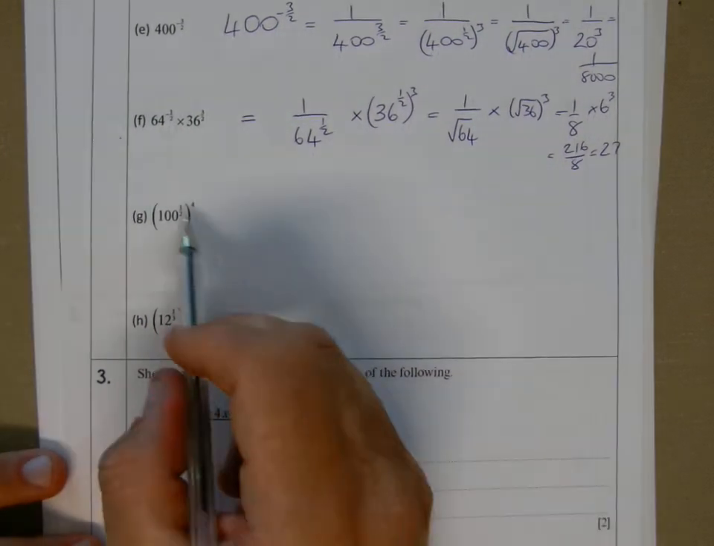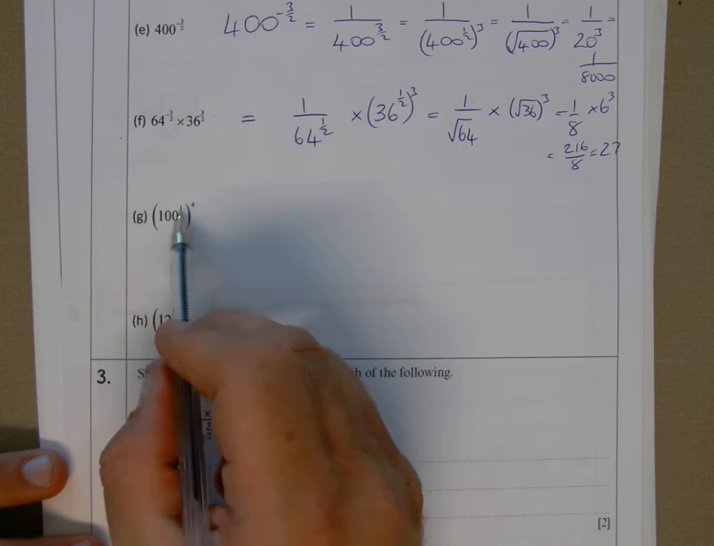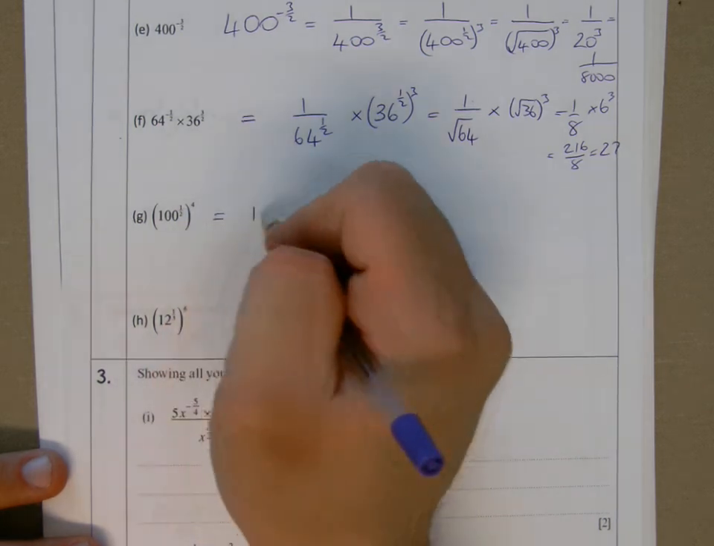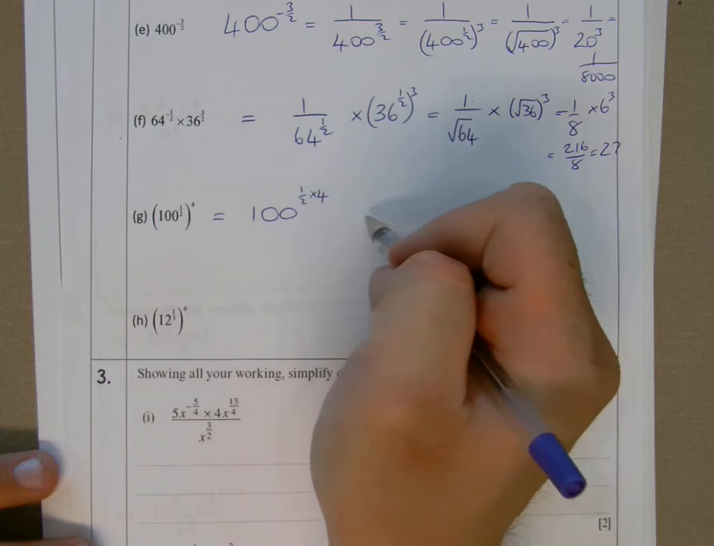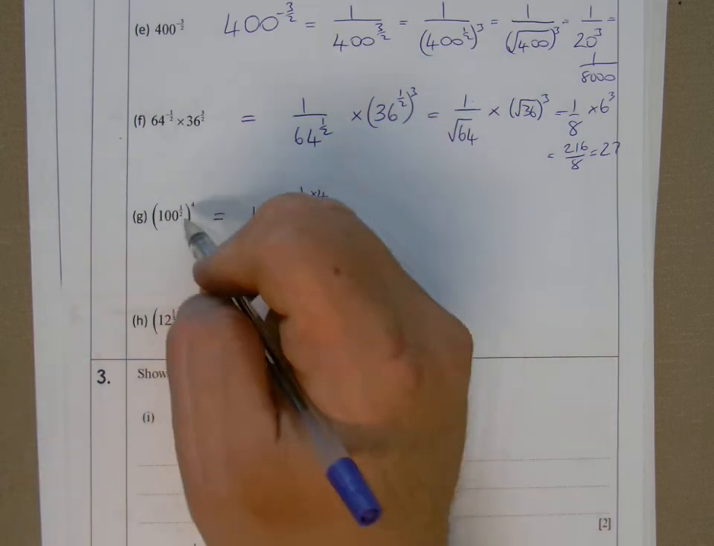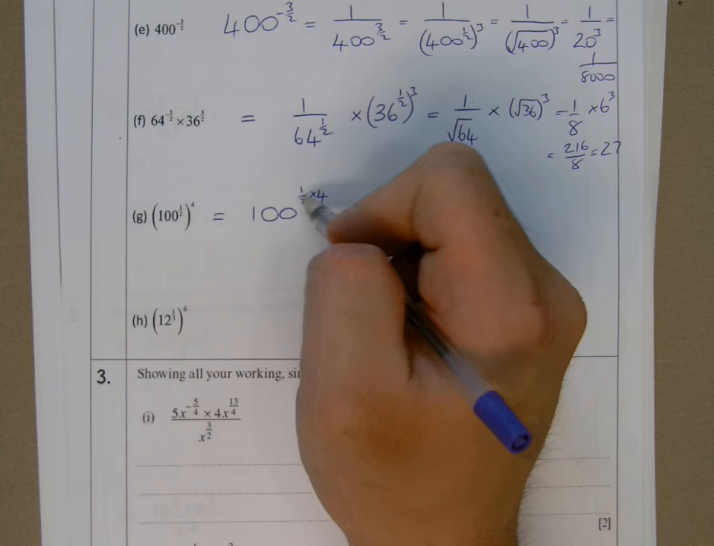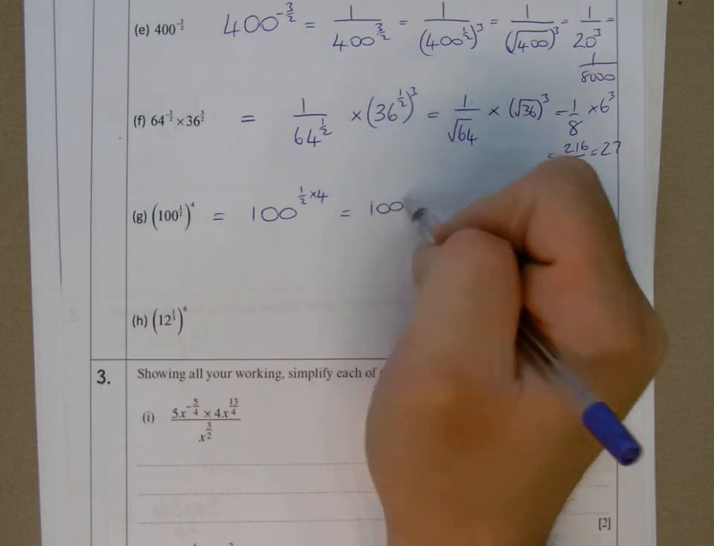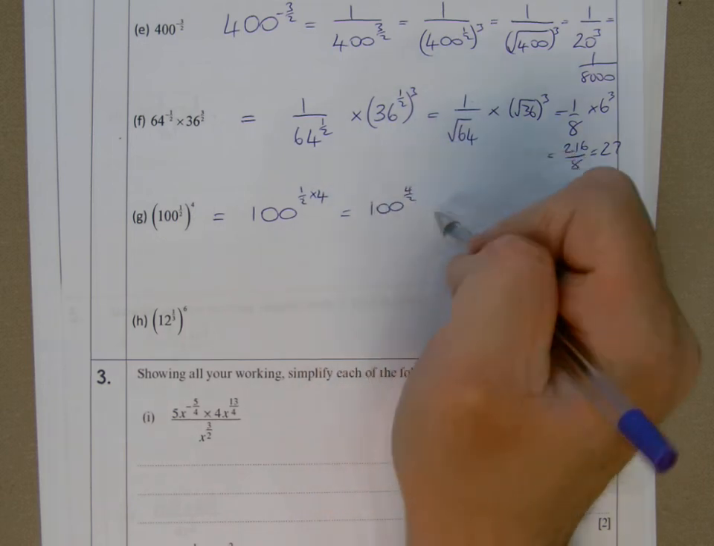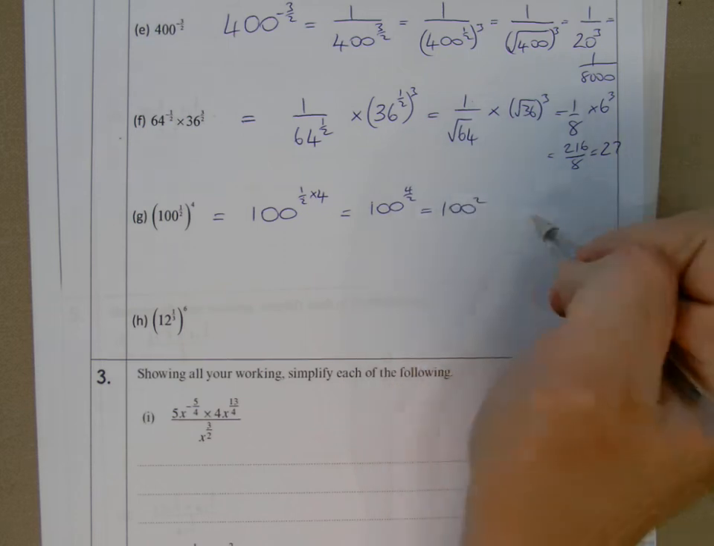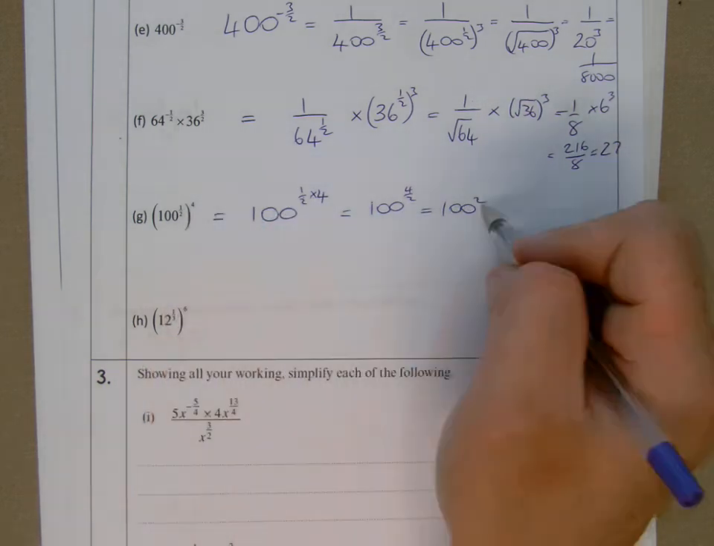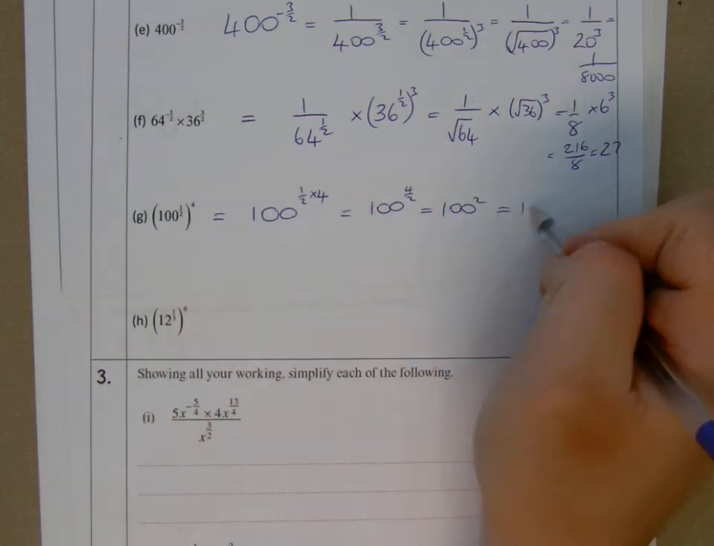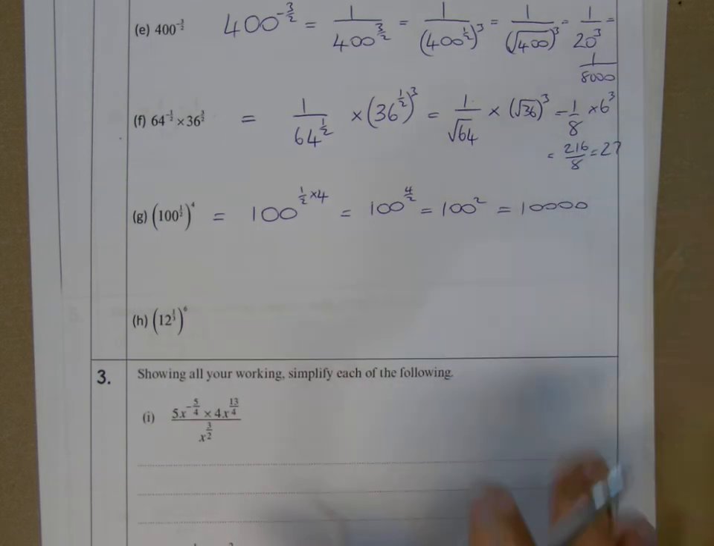With G, when you've got one power raised to another, remember you can times the powers. That's what they're looking for in the exam, to show that you understand the rules of indices, and you can times the powers. When you do half times 4, that would be 4 halves, and 4 divided by 2 is 2. So the power is a square. You literally times them and you get the power to be 2. And 100 squared will be 10,000.